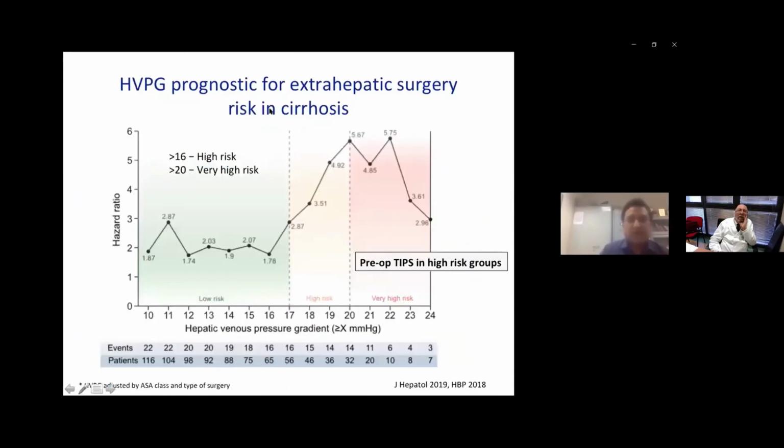In patients with cirrhosis who are planned for extrahepatic surgery, baseline HVPG is prognostic. So HVPG more than 16 is very high risk, and patients who have baseline HVPG of more than 20 are at very high risk of clinical decompensation and complications. In these patients, some studies have shown that pre-operative TIPS in the higher HVPG group may be effective in preventing further post-operative complications as well as preventing mortality.